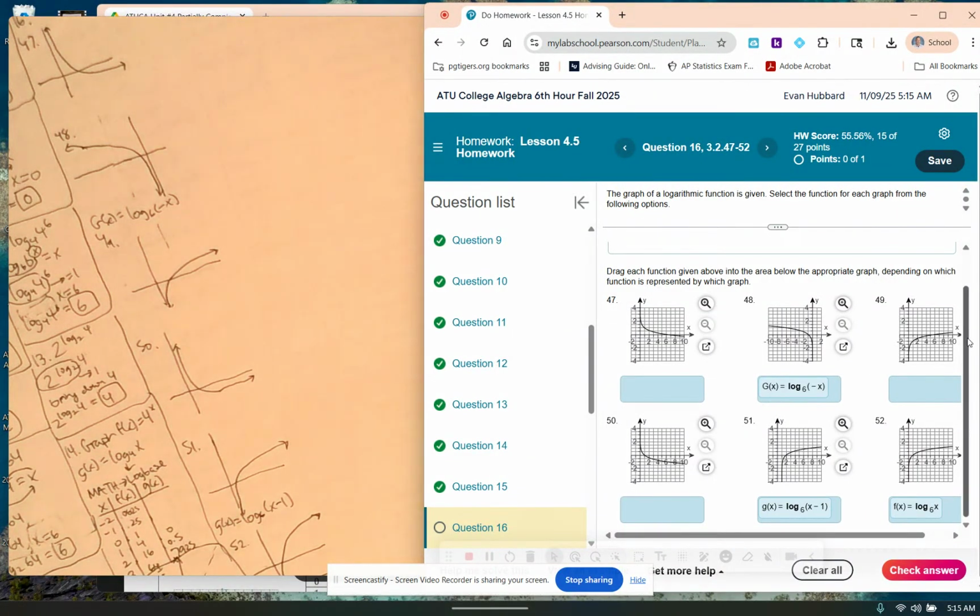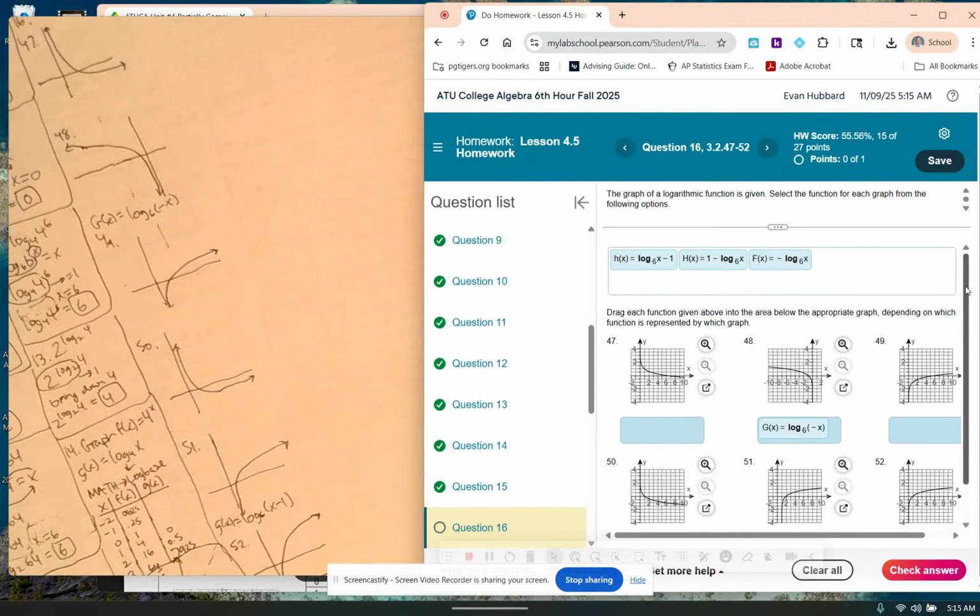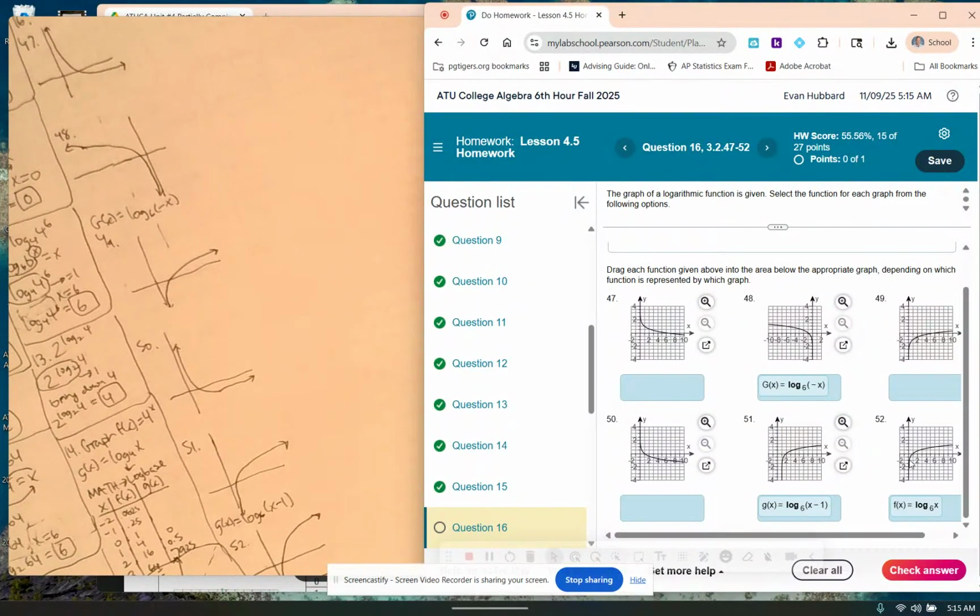Okay, let's look at another one here. The negative, the whole thing, flips it over the x-axis. It's a vertical flip, so it flips it over the x-axis. So this would be going up, and this would be going slightly under. It's looking like 50 right there.